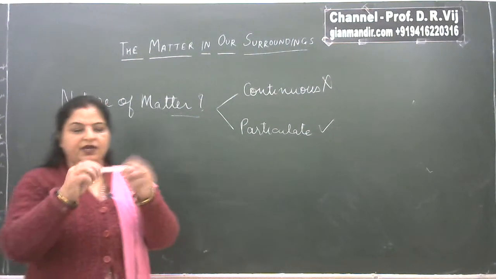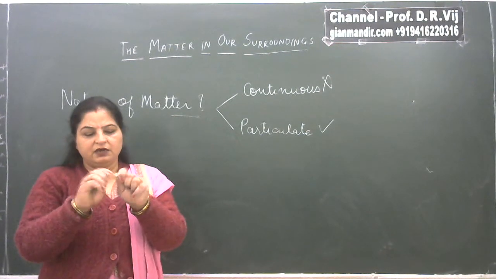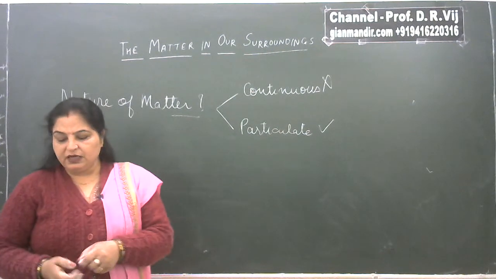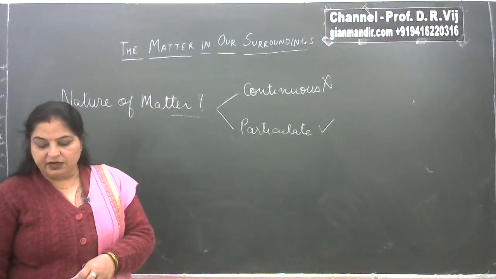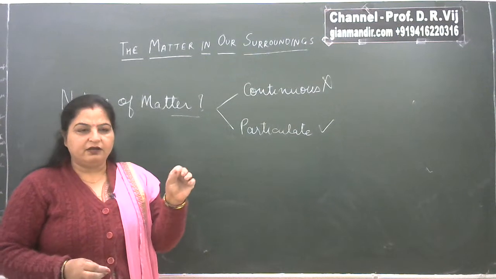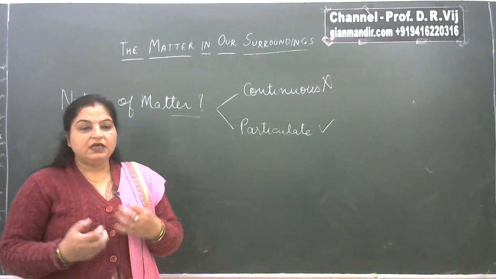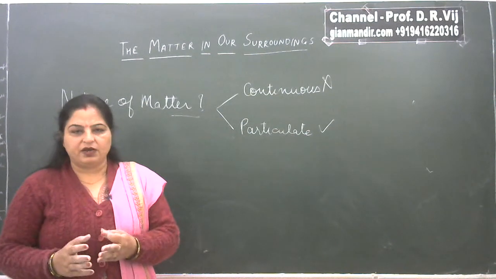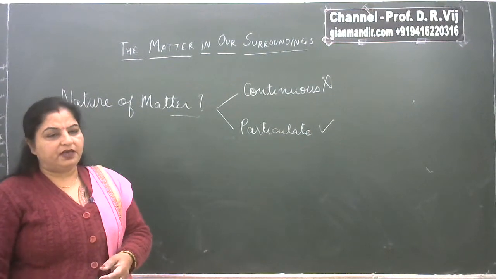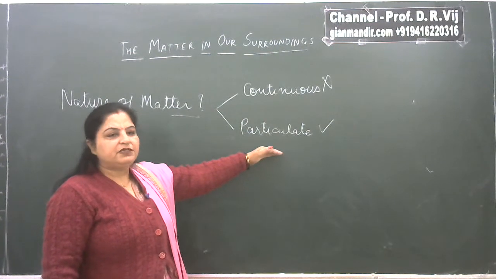For example, if I have this piece of chalk and I keep on breaking it, it breaks. If you break it again, it breaks again, and again it breaks. You keep on dividing it again and again, and ultimately you will arrive at a point where you have such a small particle of matter, the smallest particle of matter, which is further indivisible and cannot be broken down into smaller pieces, right? So this shows that matter is made up of particles, and that's why matter is said to be particulate.